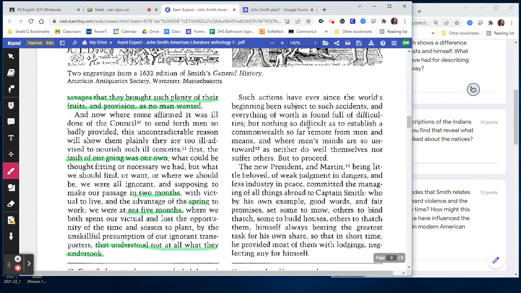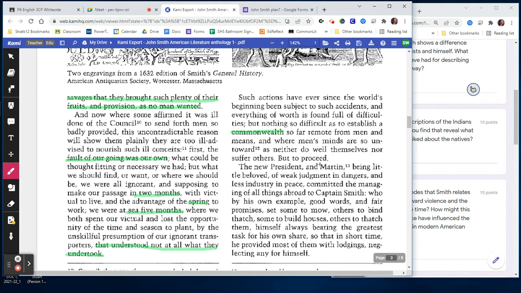Such actions have ever since the world's begin been subject to such accidents, and everything of worth is found full of difficulties, but nothing so difficult as to establish a commonwealth. This is establishing a new territory for England, so far remote from men and means, and where men's minds are so untoward as neither do well themselves nor suffer others.